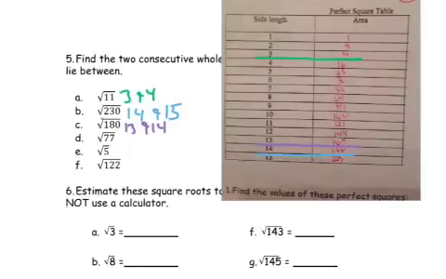I hope you're understanding what I did. Basically, like I said, I just found where it would fall in the area column, and then I looked under the side length column and I saw, well, what two numbers does that correspond with? I want you to try D, E, and F, pause the video, and then press play to check your answers.